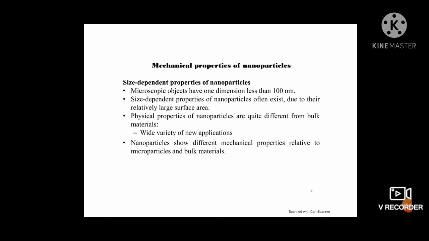First of all, we study the size dependent properties of nanoparticles. As we know, the nanoparticles are those which are microscopic with one dimension at least in 100 nanometer. The size dependent properties of the nanoparticles is basically because of the large surface area of the nanoparticles. The physical properties of the nanoparticles are quite different from their bulk variety.